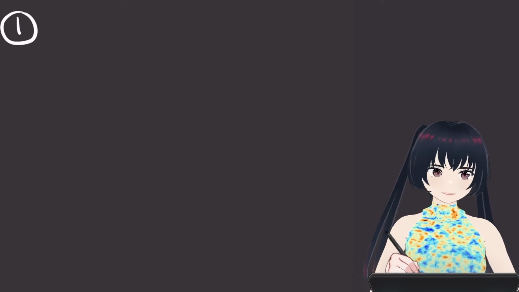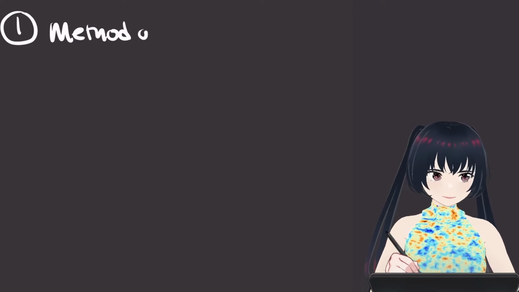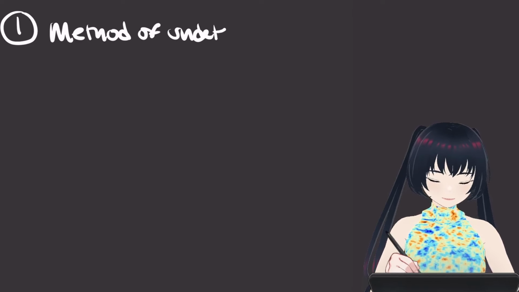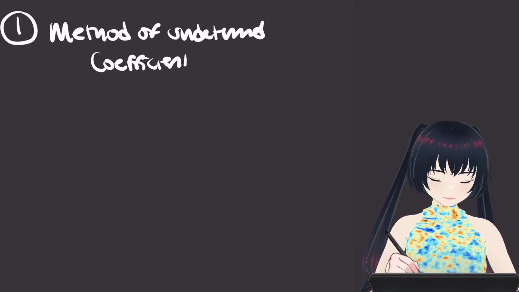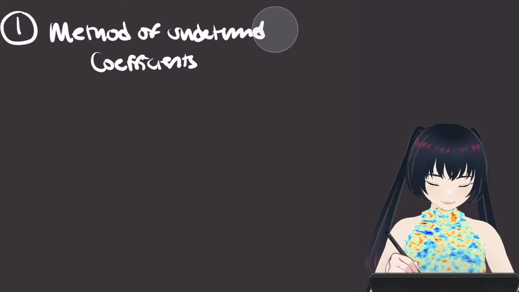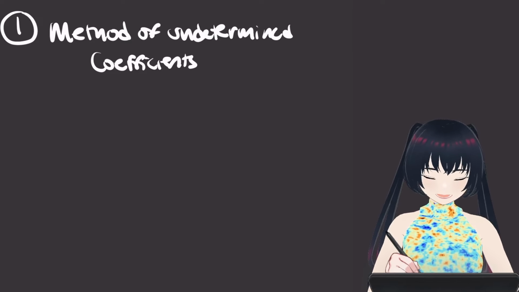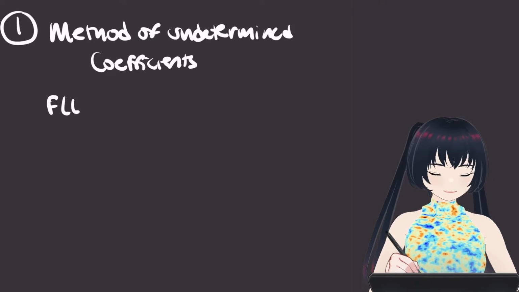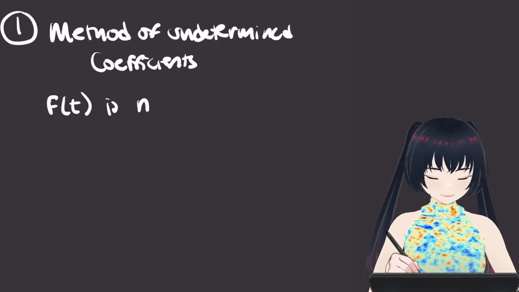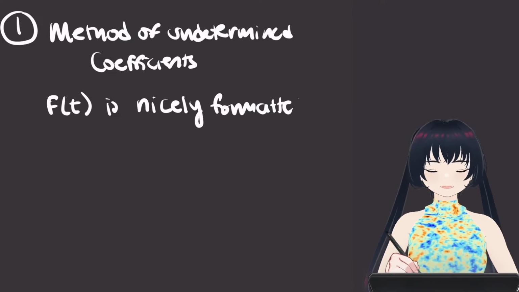Step number 1, or method number 1, is called the method of undetermined coefficients. I definitely need to work on my handwriting. And you use this in cases where f of t is nicely formatted. Now, what do I mean by that?